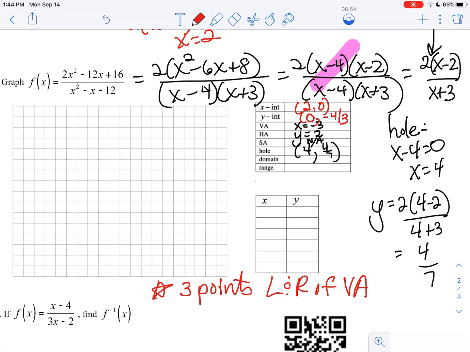If the vertical asymptote is x equals -3, I'm going to go -4, x is -5, x is -6. That's 3 x values to the left of x equals -3. Then I'm going to get 3 to the right. So that would be -2, -1, 0. Now typically at least one of these points would be a hole or an intercept. So I do have 0, -4/3. So I've got that one. Now go ahead and pause the video and find your other ones.